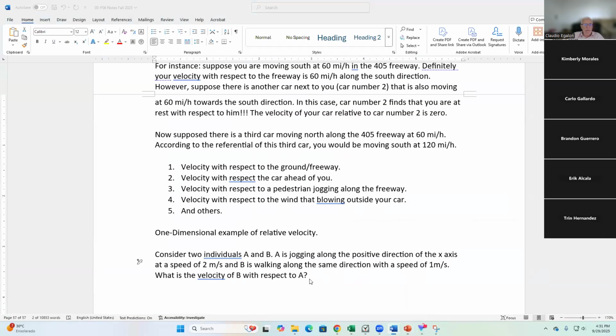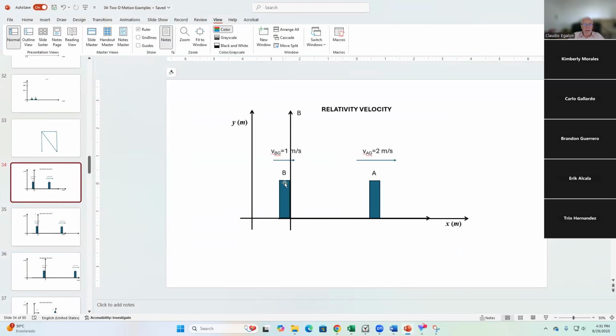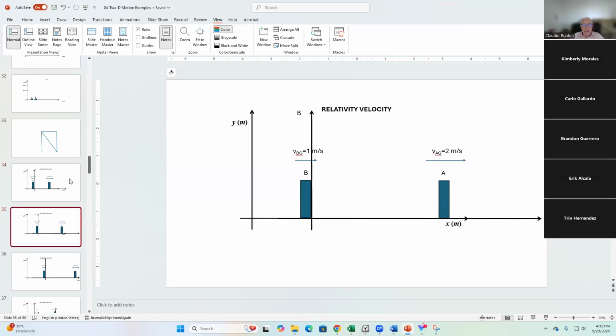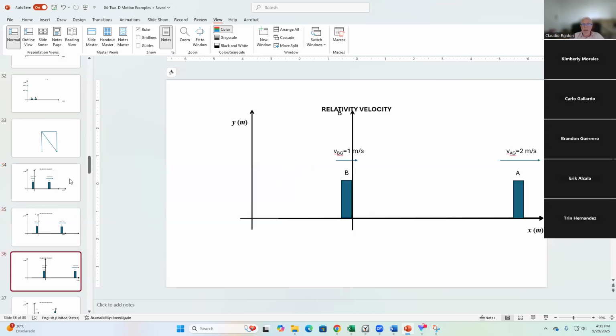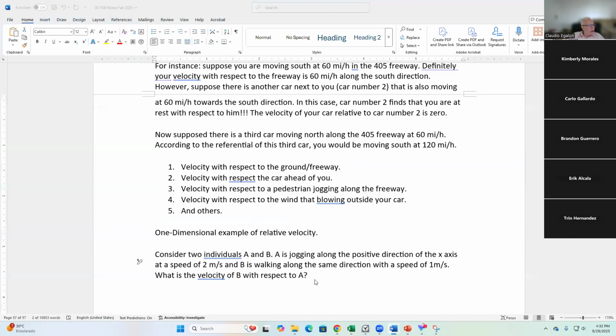So now what's the velocity of B with respect to A? Okay? What's going to be the velocity of B with respect to A? Because the distance between A and B keeps on increasing, according to the referential of A, it is as though B is moving backwards. Make sense? Okay? Along the negative direction of the axis.